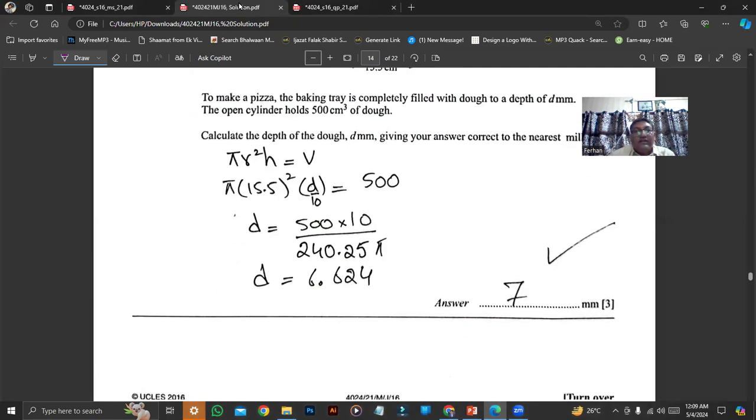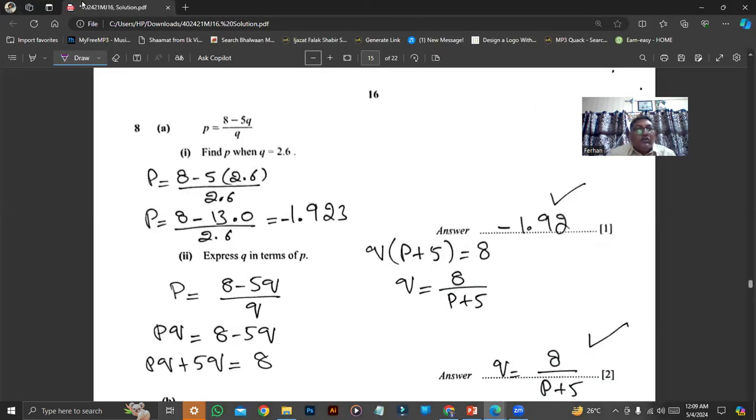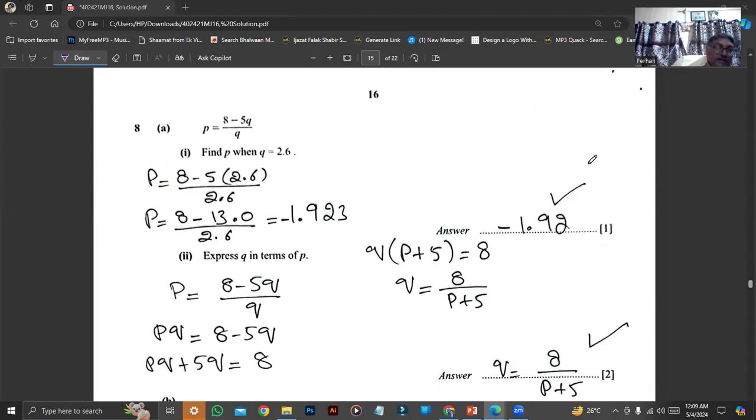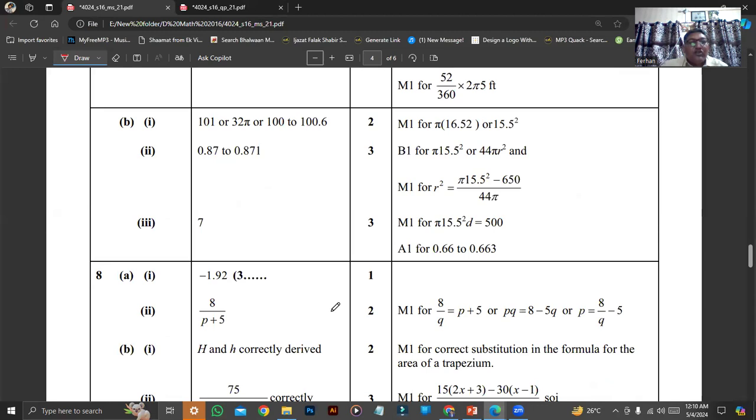This is my solution, and you can see that P equals 8 minus 5 multiplied by 2.6, divided by 2.6. What we have basically done is substituted Q with 2.6. So you will have 8 minus 13 divided by 2.6, that is minus 9, which is 1.923. So let's have a look at the marking scheme, and in the marking scheme it says minus 1.92.